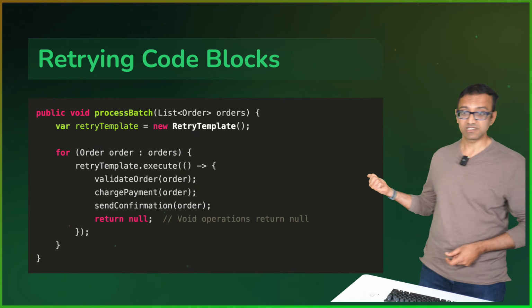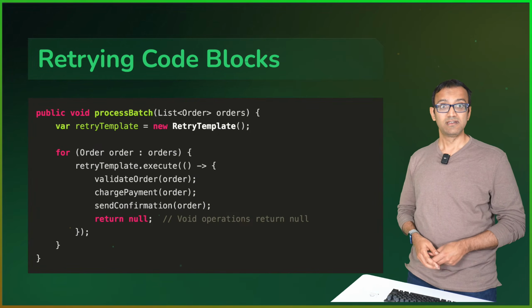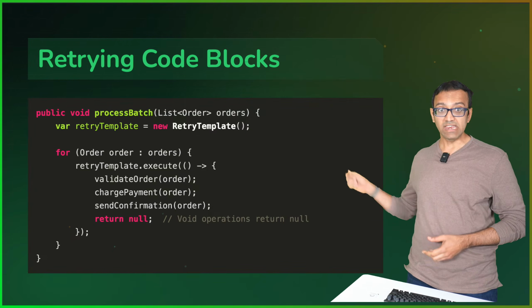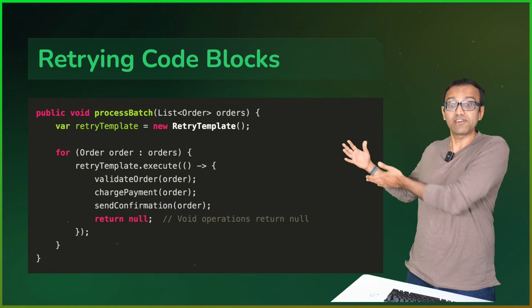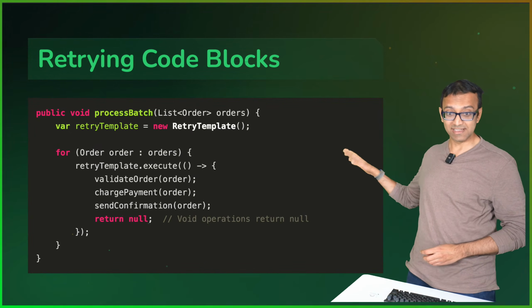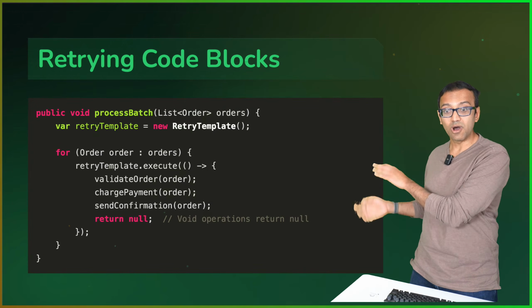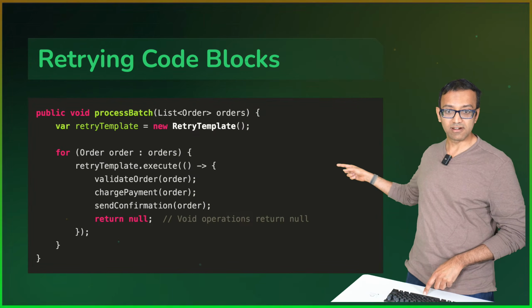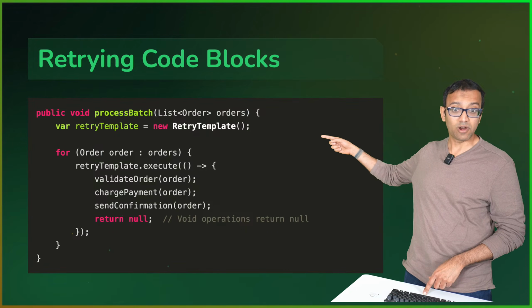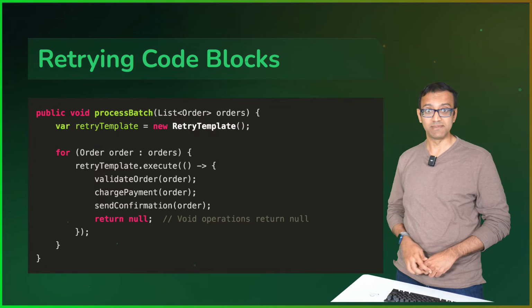Retrying code blocks. This is possible now. Retry template.execute. You see here, I'm doing 3 things. I'm doing a sequence of operations as a unit. If any of those steps fails with a retryable exception, the entire block is retried from the beginning. So it's like you put that whole thing in a method. Nothing is different, but you need to make sure that they're all idempotent. If validate order passed and charge payment failed, and it is a retryable exception according to the retry template, it's going to validate order again. It's going to retry the whole block again. That's something to keep in mind.